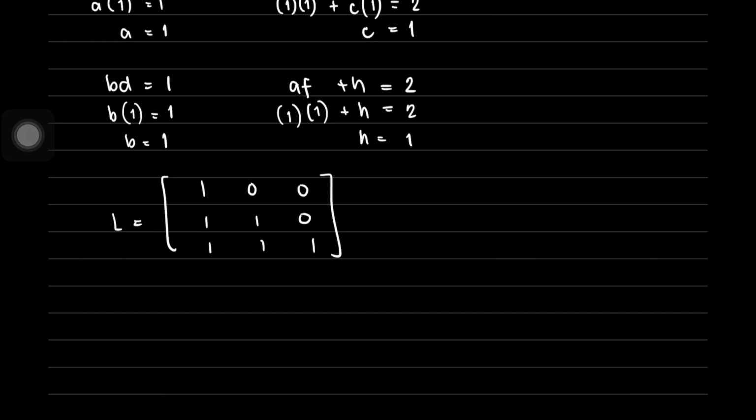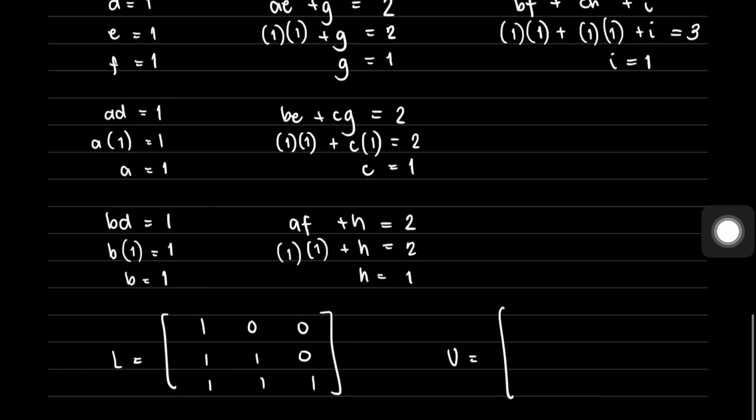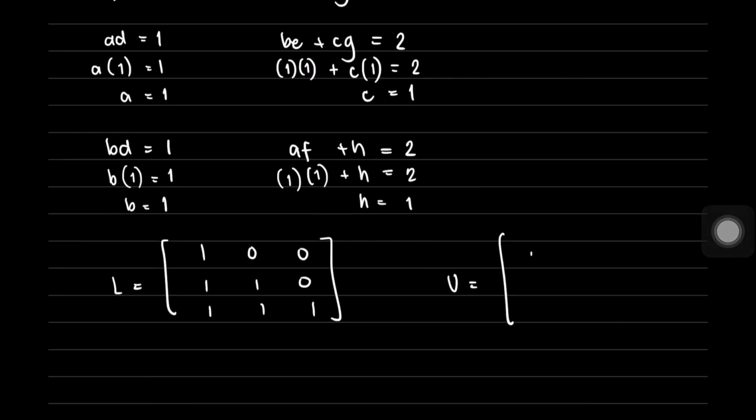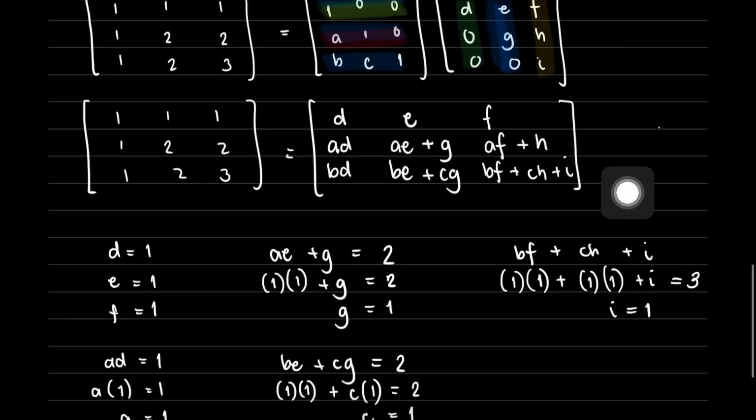Now, for the upper triangular matrix, let me just write it down as well. That would be D, E, F, 0, G, H, 0, 0, I. However, the values of D to I are also equal to 1. So we have 1, 1, 1, we have 0, 1, 0, and then 0, 0, 1. So this is now the lower and upper triangular matrix decomposition of this matrix.